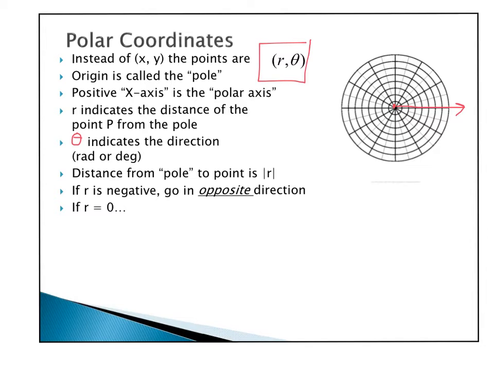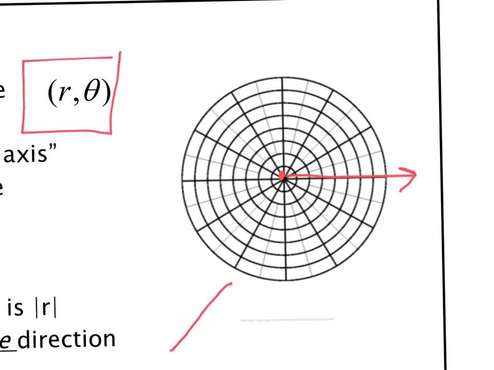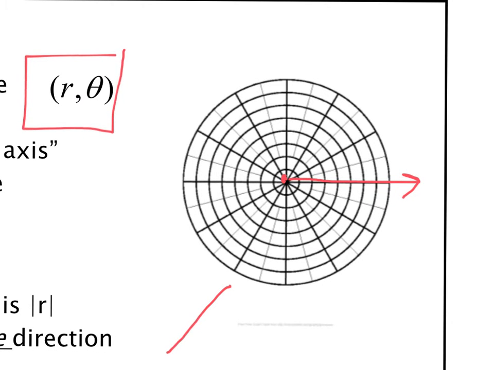If we look at our graph right here, what we will see is that we have angles similar to what we're used to from our unit circle days. So this would be like our 30 degrees or pi sixths. This would be our 60 degrees or pi thirds. And then up here we have 90 degrees or pi halves.